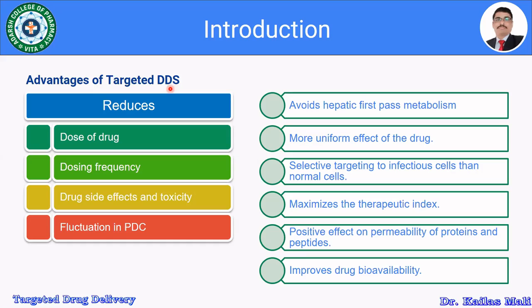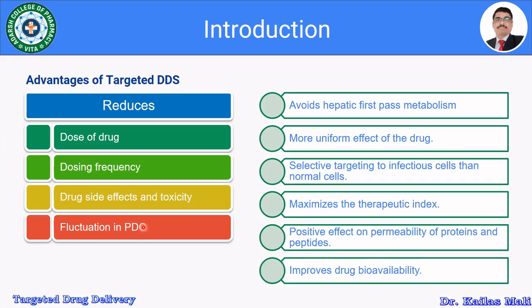Let us move towards the advantages of the targeted drug delivery system. It offers so many advantages. The very first one: it is going to reduce the dose of the drug. It is going to reduce the dosing frequency. It is going to reduce the drug side effects and the toxicity, and also it is going to minimize the fluctuations in the plasma drug concentration. So there is a reduction in the dose of the drug, reduction in the dosing frequency, reduction in the drug side effects and toxicity, and reduction in the fluctuation in the plasma drug concentration.